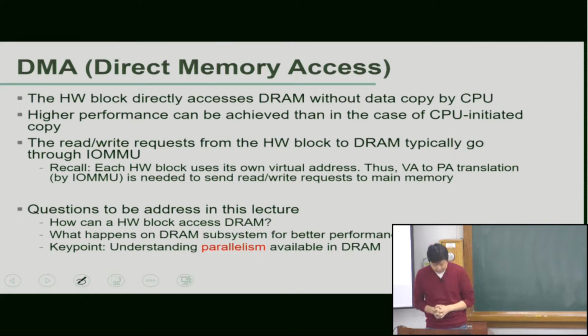In this lecture, we're going to answer the following questions: how can a hardware block access DRAM, and what happens in DRAM subsystems for better performance? How can we optimize the software to get better performance on DRAM? We need to understand the parallelism available in DRAM. Starting from here, we're going to understand the internals of a modern DRAM device, and then move on to the software side to see how we can modify our software to better exploit these DRAM devices. That's what we're going to cover in this lecture.